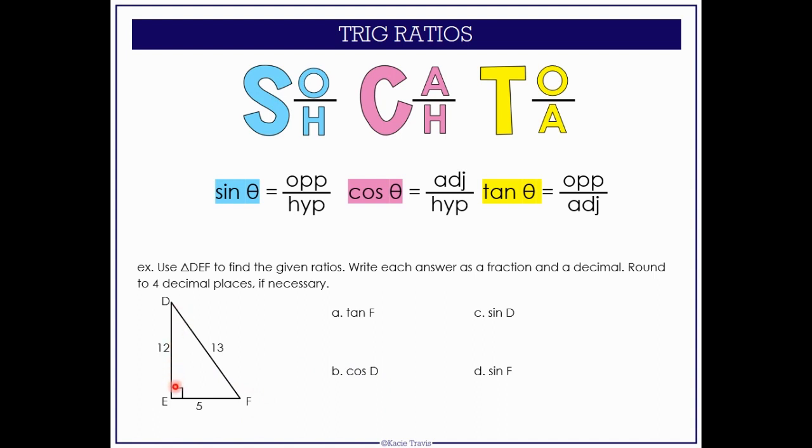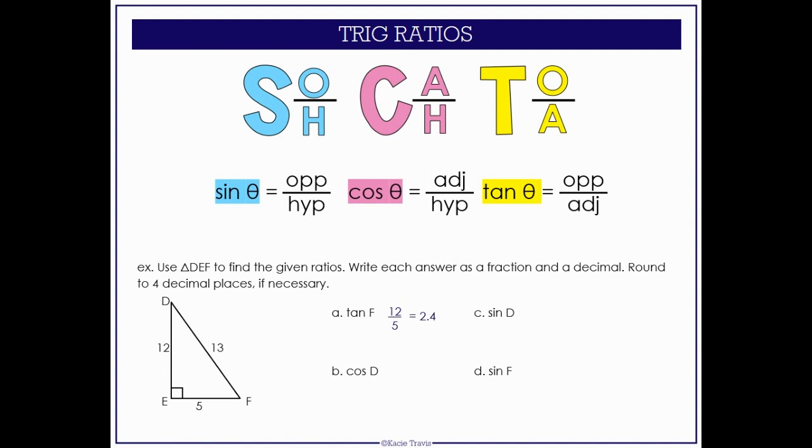Now that we know our sides, let's plug our numbers into the ratio. Tangent is opposite over adjacent, so with our sides that takes 12 as our numerator and 5 as the denominator. Next, they want a fraction and a decimal, so we divide and get 2.4.